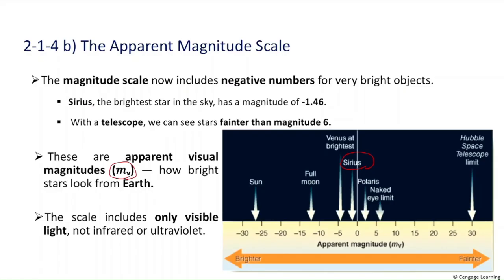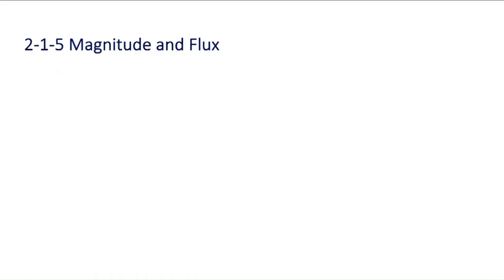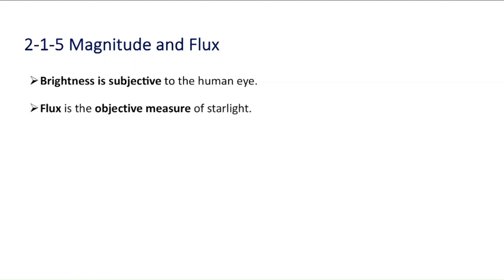That stands for visual, because we are only talking about the light our eyes can see, not X-rays or infrared or gamma rays. So when we look at a star, how bright it seems depends on your eyes and even our brain's perception. But science needs objectivity. So instead of asking how bright does it look, we ask how much light energy actually reaches us. That's where flux comes in. So flux is a measurable quantity.